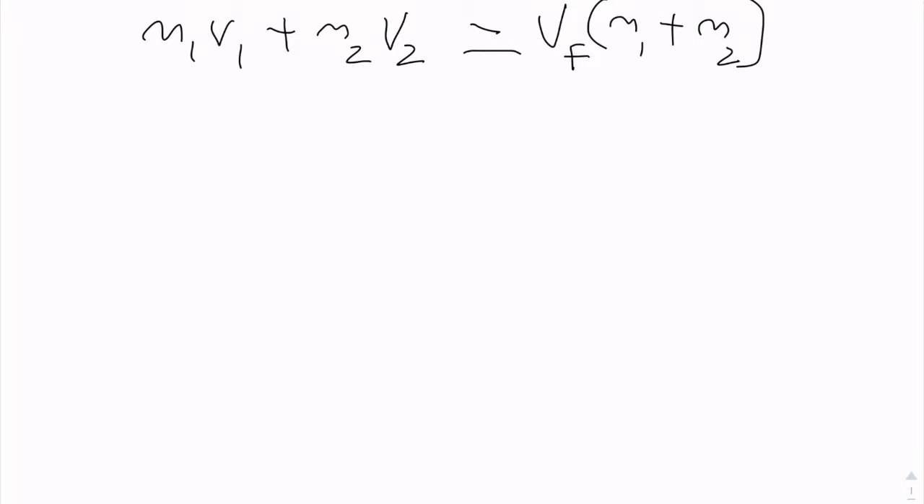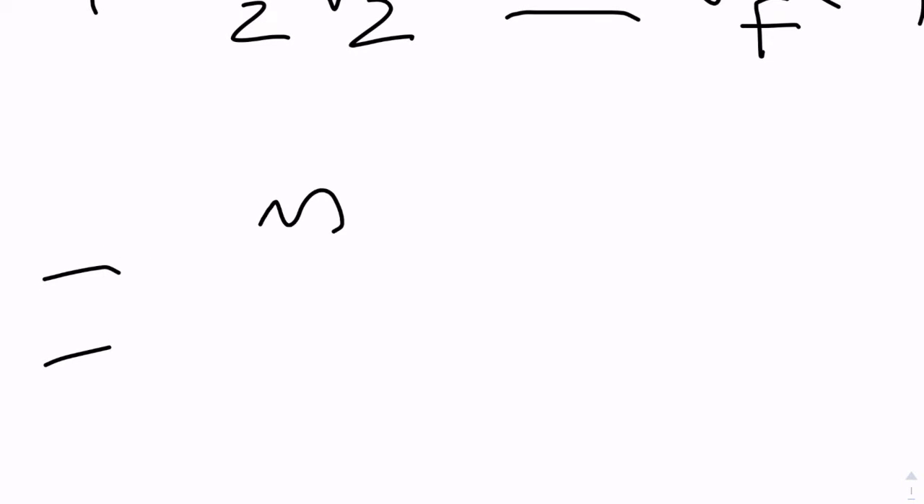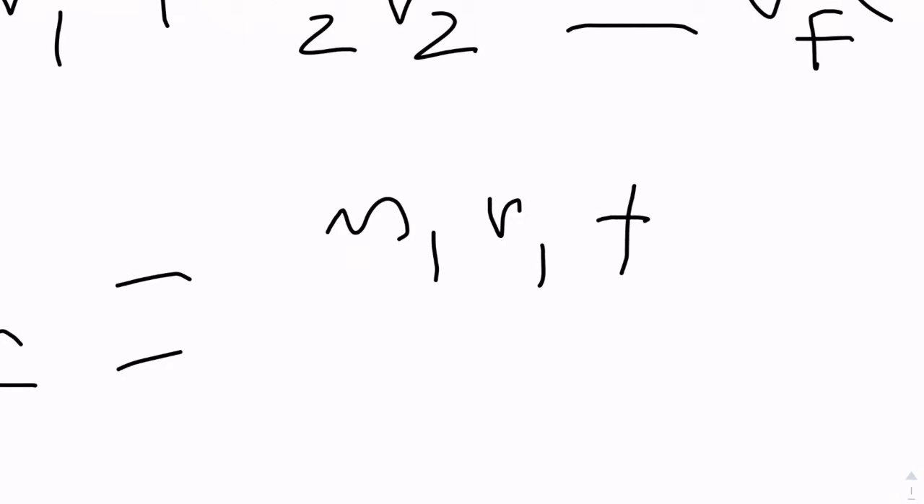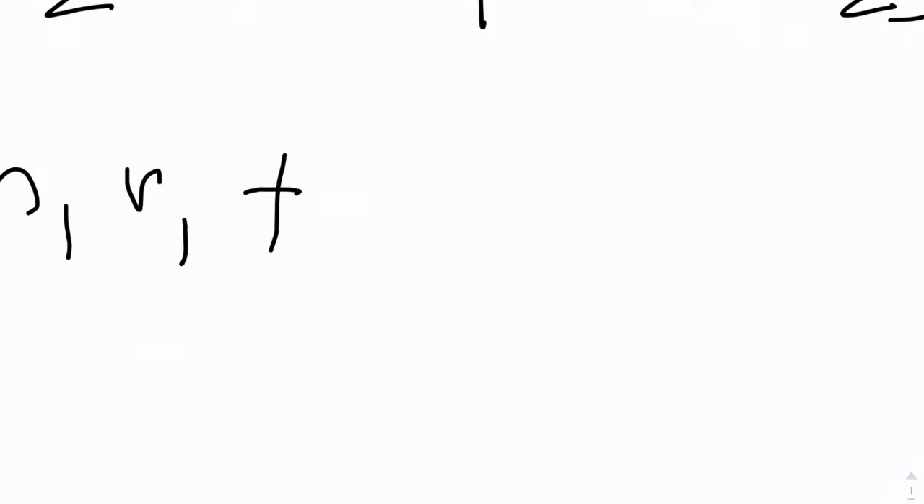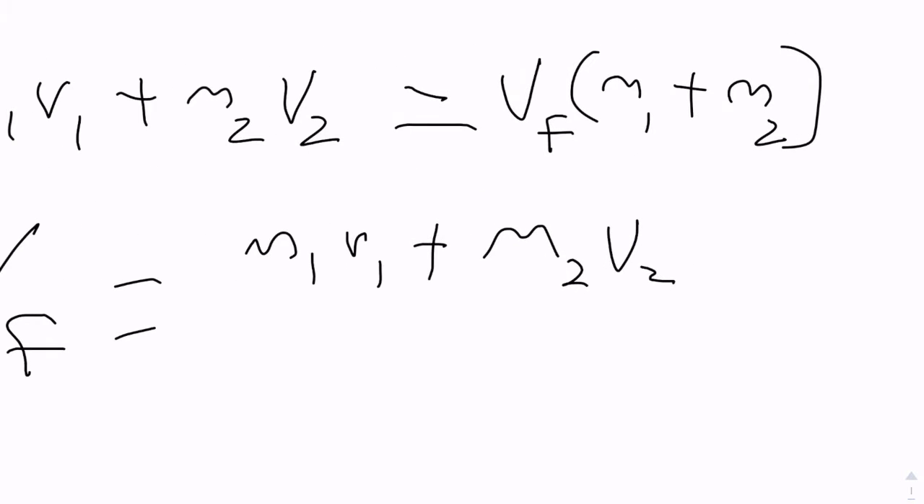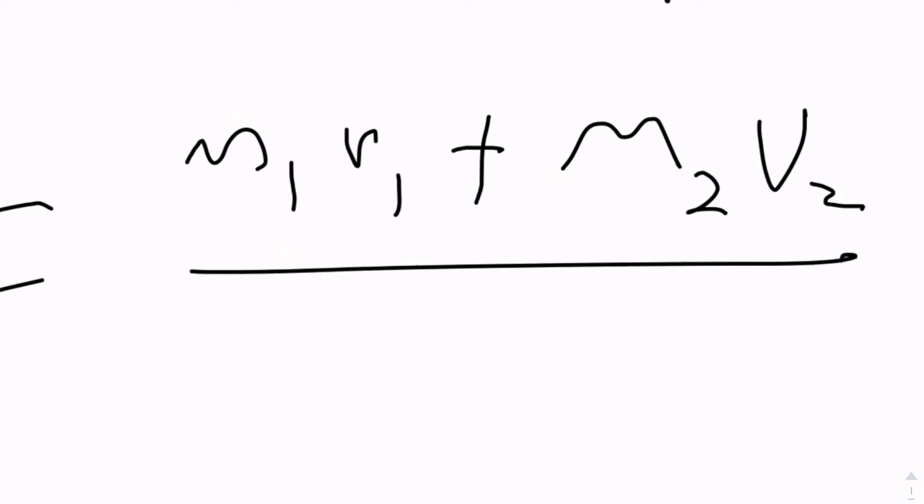First, we want our final velocity to be all by itself. So we're going to say VF equals mass 1 V1 plus mass 2 V2, all over the sum of the masses.